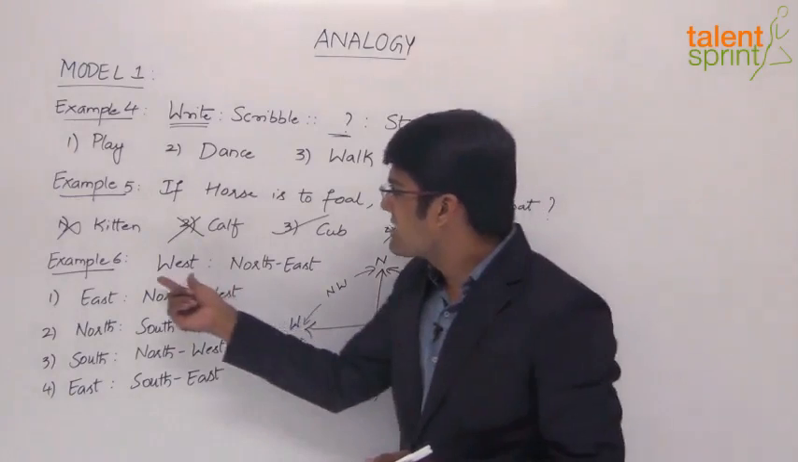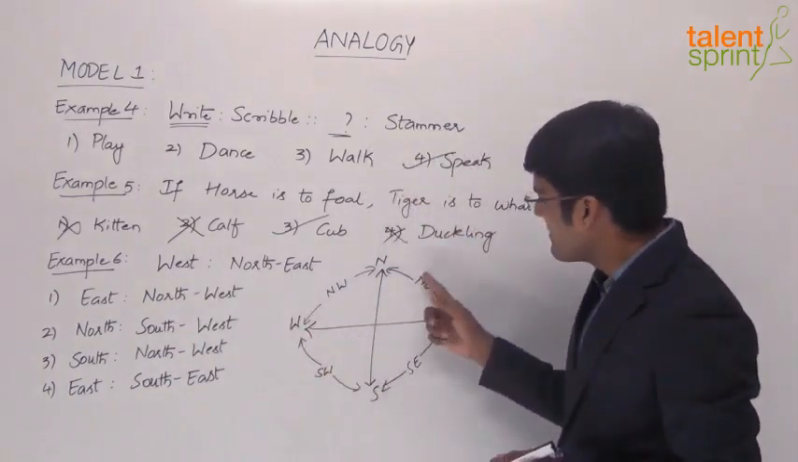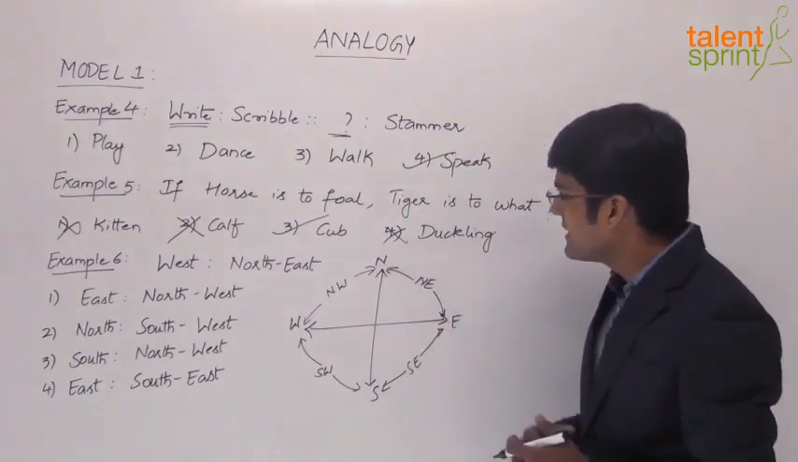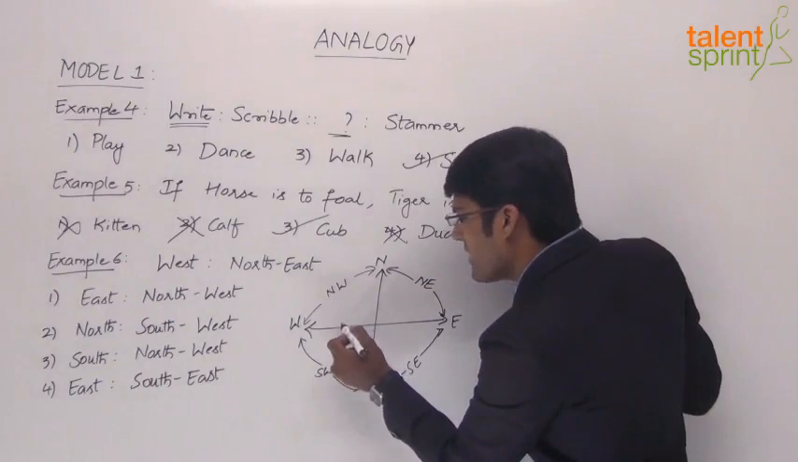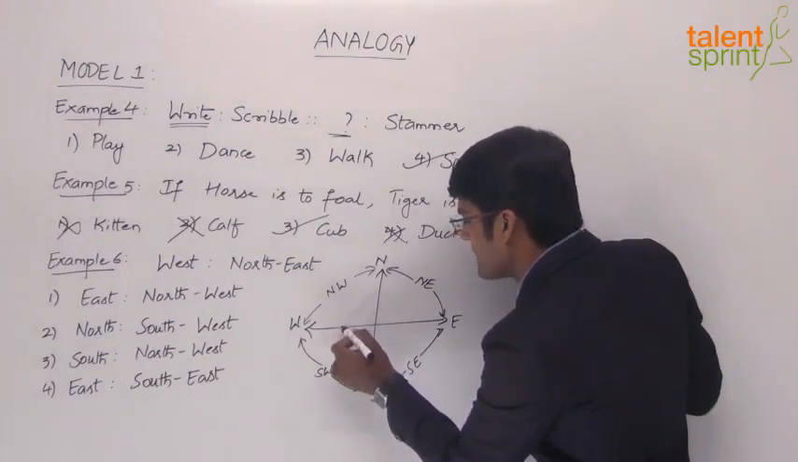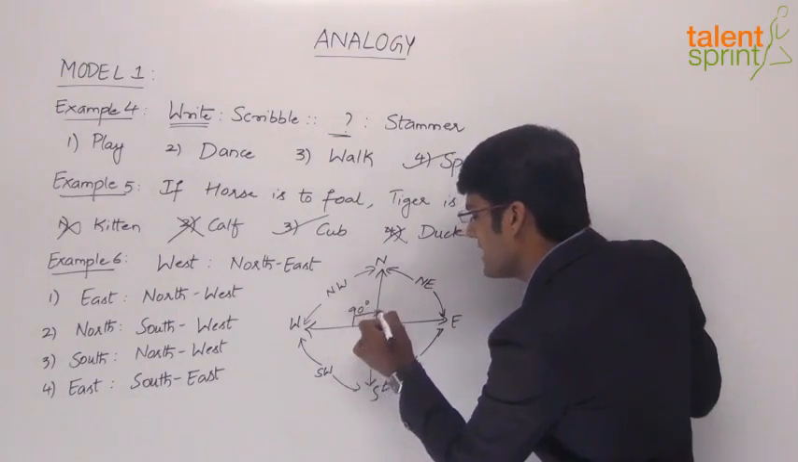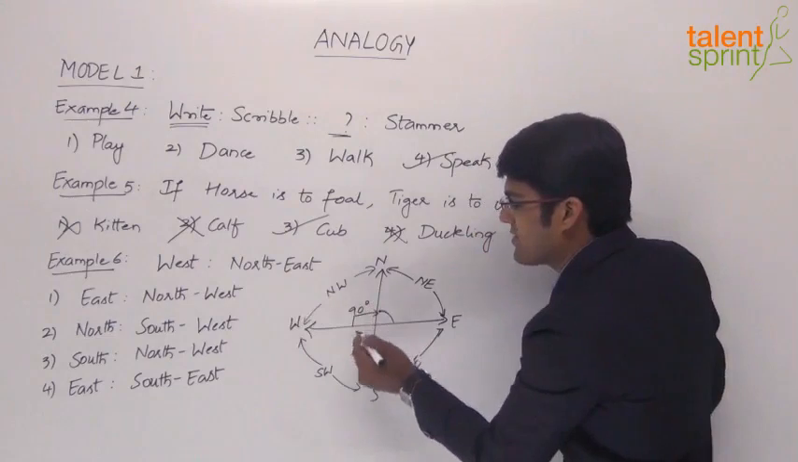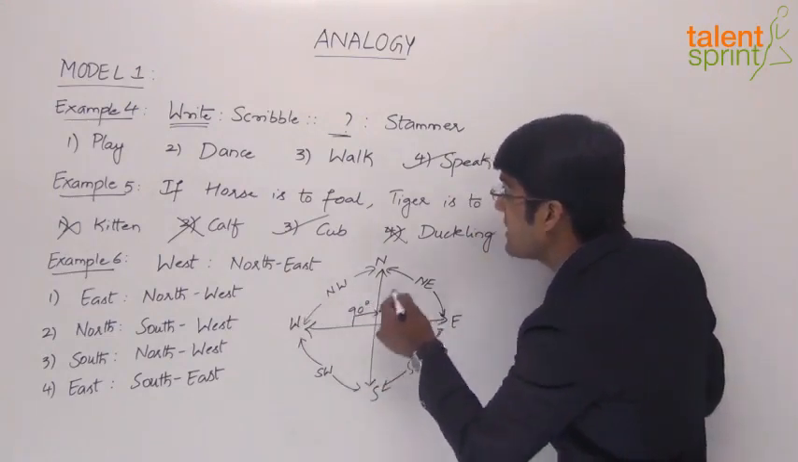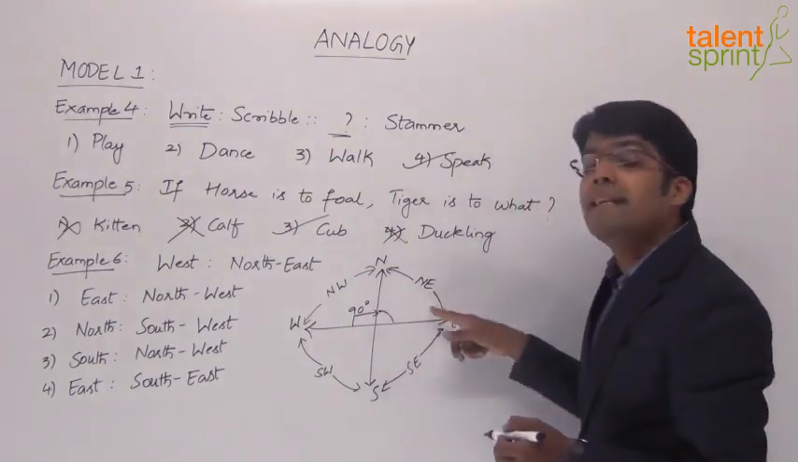Now look at these two directions here, west and northeast. Here is west, and what is northeast? Something which is between north and east here, right? So if you observe west and northeast, we are actually moving 90 degrees up to north. This is 90 degrees, and then somewhere between north and east. So you can see that the direction northeast is at an angular distance of more than 90 degrees. Yes or no?